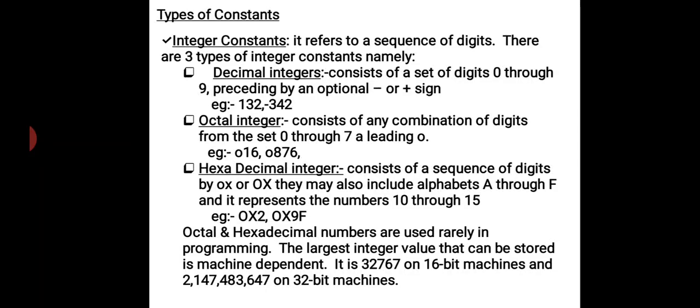Base value is 10. Consists of a set of digits 0 through 9, preceded by an optional plus or minus sign. For example, 132 is a decimal value, minus 342 is a decimal value, because we are writing digits below 9. Okay? Next, octal integer.